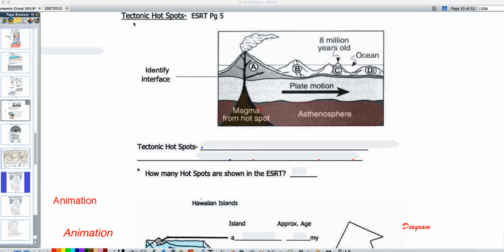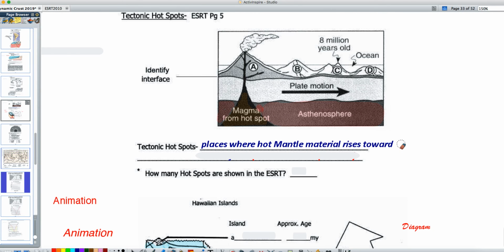Okay? So let's take a close look at what's happening. Tectonic hotspots are the result. Basically, they're places where hot mantle material rises toward the surface right here, and it melts the lithosphere and creates these volcanoes.